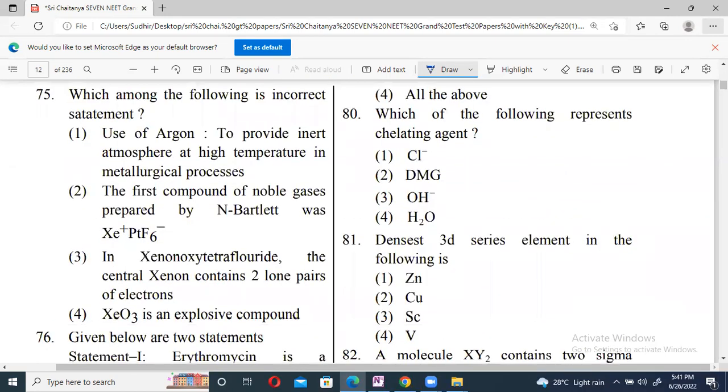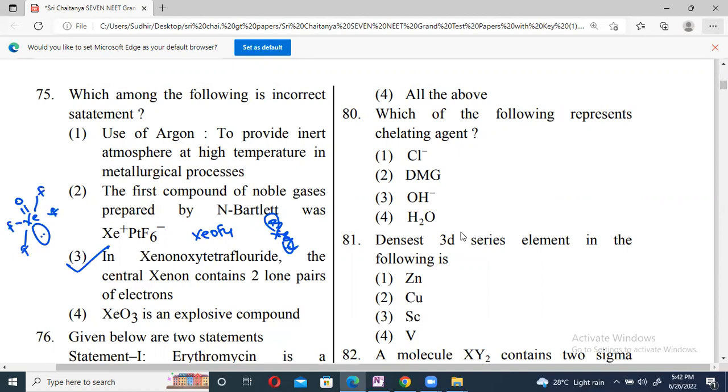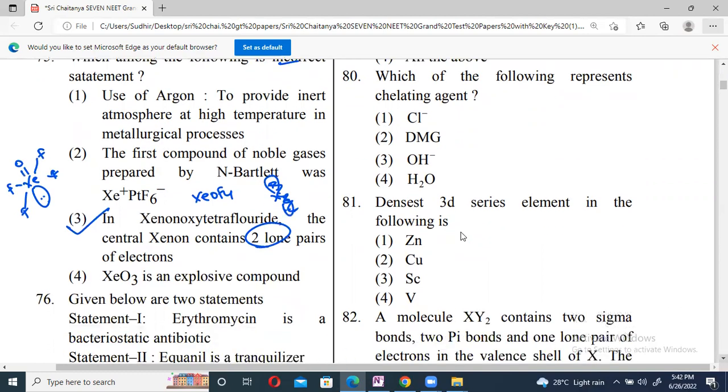75. Which of the following is an incorrect statement? Incorrect statement questions are directly from NCERT, because most of the questions we are getting are from NCERT. First one is correct, second one is correct, third one, check, beta. In xenon oxytetrafluoride, the central atom xenon contains two lone pairs of electrons. No, because if you draw the structure, beta, xenon has a double bond to O, and it has one lone pair. Then we have 1, 2, 3, 4 fluorines. So it has two lone pairs? No, sir, it has only one lone pair. So this is the incorrect statement. Remaining 1, 2, and 4 are correct.